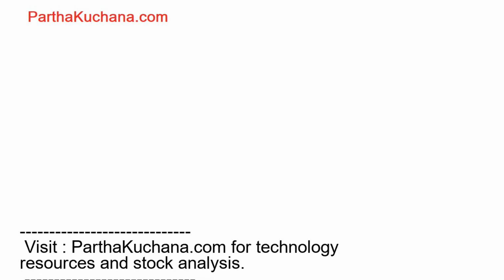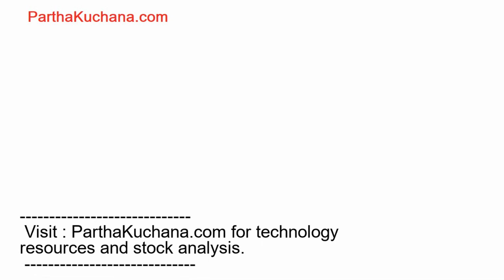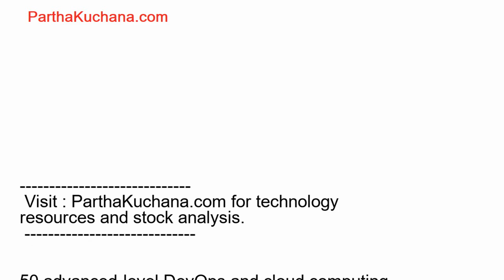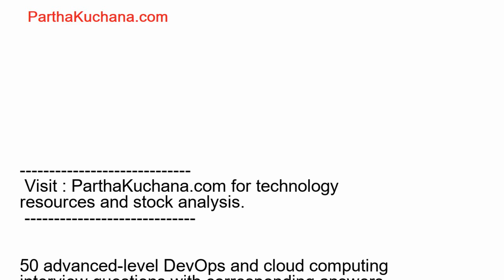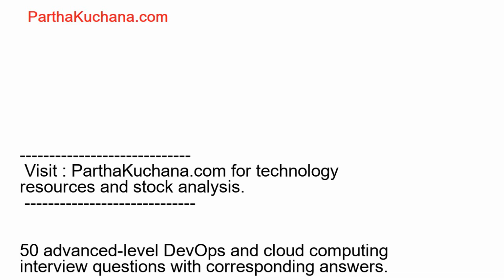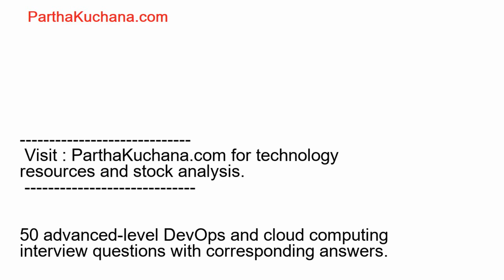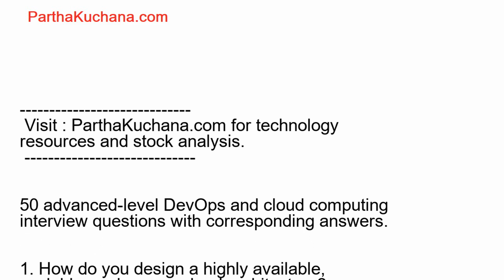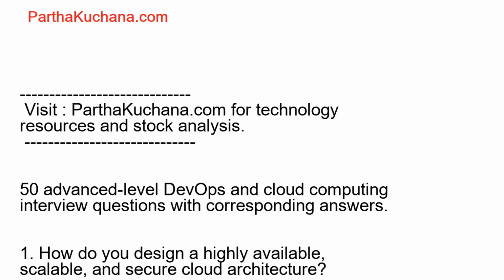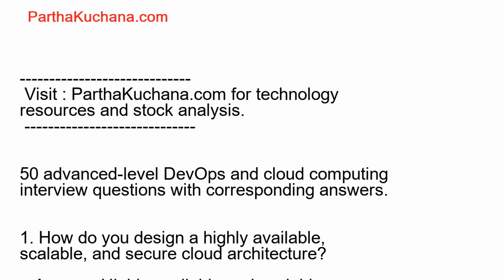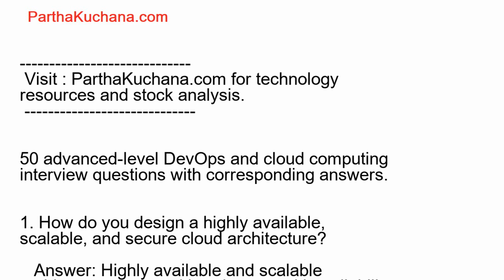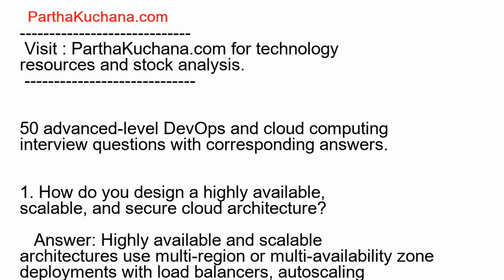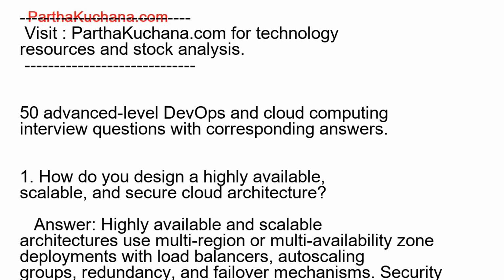1. How do you design a highly available, scalable, and secure cloud architecture? Answer. Highly available and scalable architectures use multi-region or multi-availability zone deployments with load balancers, auto-scaling groups, redundancy, and failover mechanisms. Security is enhanced by leveraging IAM roles, security groups, network ACLs, encryption at rest and in transit, and VPNs for private connections.